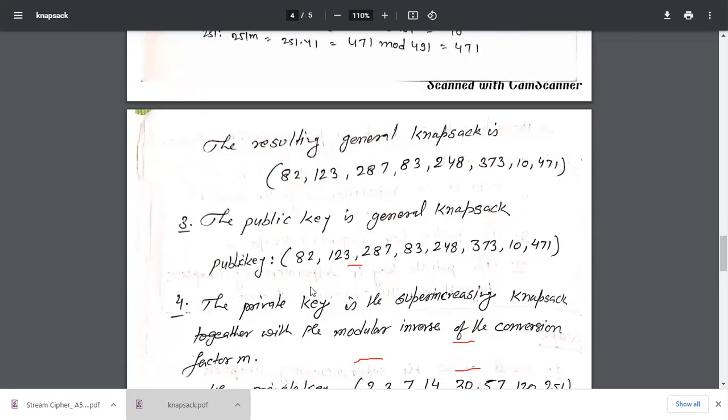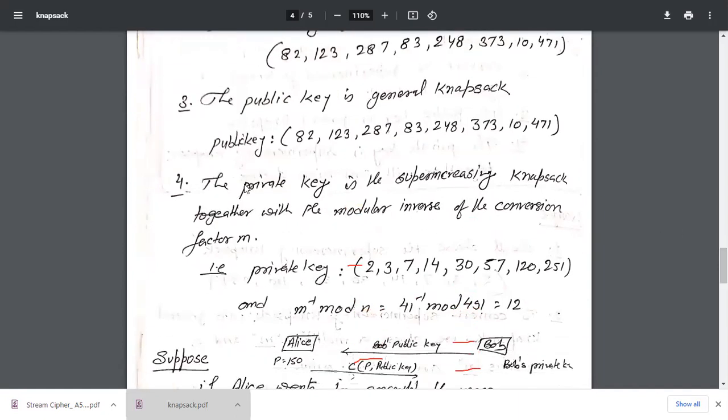Now third. In the third step, it is mentioned that the general knapsack is the public key. So this is the key which is going from the receiver end to the sender end. It is a public key that will be sent by the receiver to the sender. Now the sender will receive this public key and encrypt his or her plain text to convert it into ciphertext. The general knapsack series is the public key.